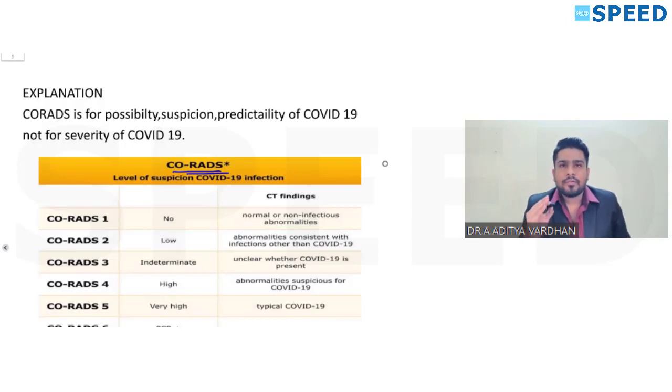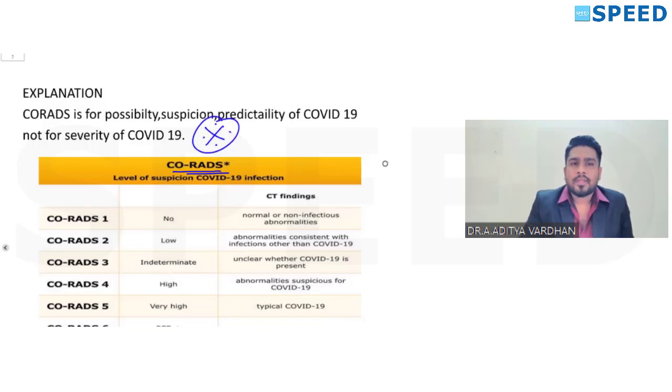CORADs is used in the radiology department to determine whether the patient is having COVID-19 or not. Whether he is suspected of COVID-19 or not, the predictability rate. Remember it very carefully: CORADs is not to determine the severity of COVID-19 infection in the particular patient. This is an important MCQ. They have not yet tested it, hence I have given you this. Just remember, it is not for severity of COVID-19.